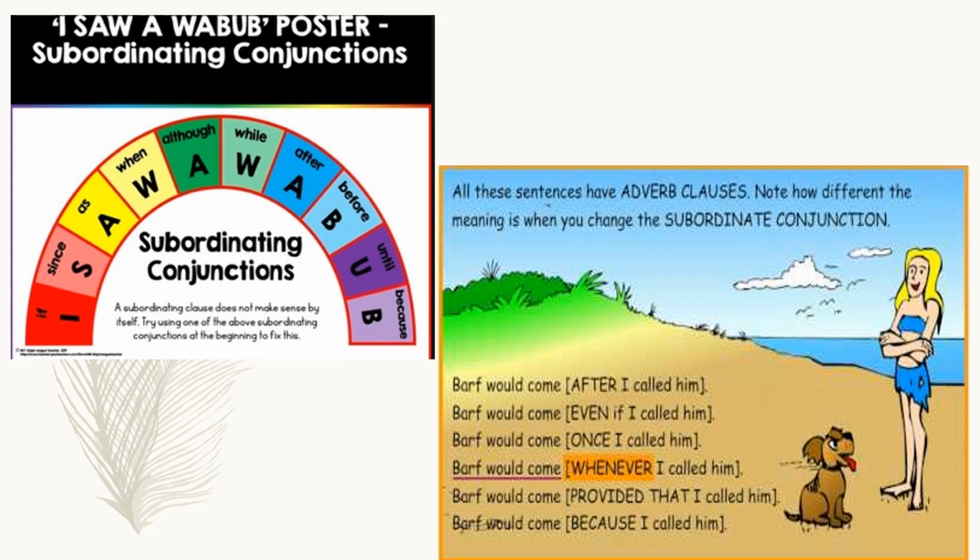Now, on your right, if you see, all these sentences have adverb clauses. Note how different the meaning is when you change the subordinating conjunction. Barf would come after I called him. Barf would come even if I called him. Barf would come once I called him. Barf would come whenever I called him. Barf would come provided that I called him. Barf would come because I called him. So here, with each conjunction, the meaning is changing.